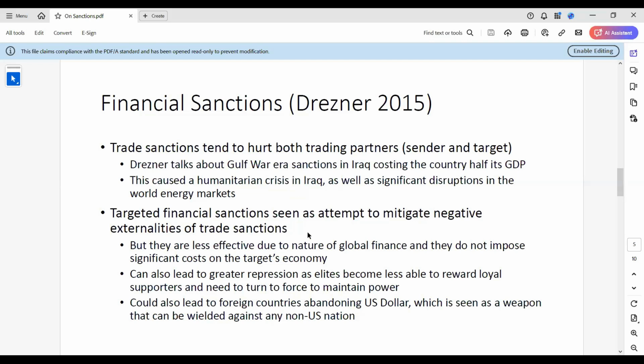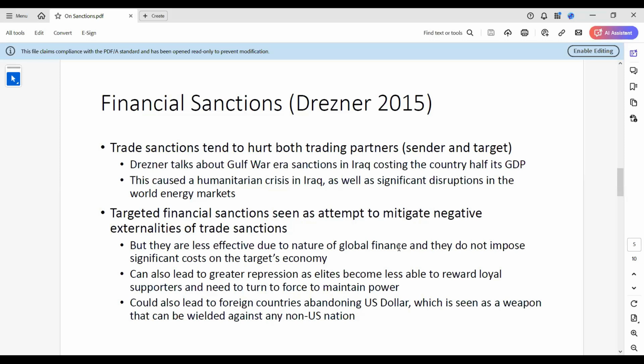Targeted financial sanctions were therefore developed as an effort to mitigate the negative externalities of these trade sanctions. When you see negative externalities, what that means is basically it's not just hitting the people you're aiming at; it's hitting everyone around them. So that's a negative externality, where the effects of the sanctions are externalized; they go out to other populations. So we decided to start doing targeted financial sanctions as a response to the disasters that are caused by trade sanctions.